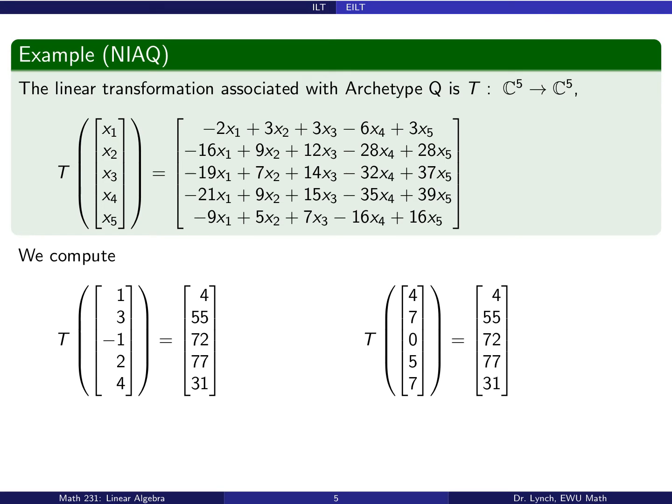Here's an example of a linear transformation associated with archetype Q. So this is a linear transformation with domain C5 and codomain C5. And we see that, for instance, the image of this vector, I'm going to call this vector x, is equal to 4, 55, 72, 77, and 31. And similarly, the image of y is the same. Since the image of x and the image of y are the same, but x is not equal to y, we see that this linear transformation is not injective.